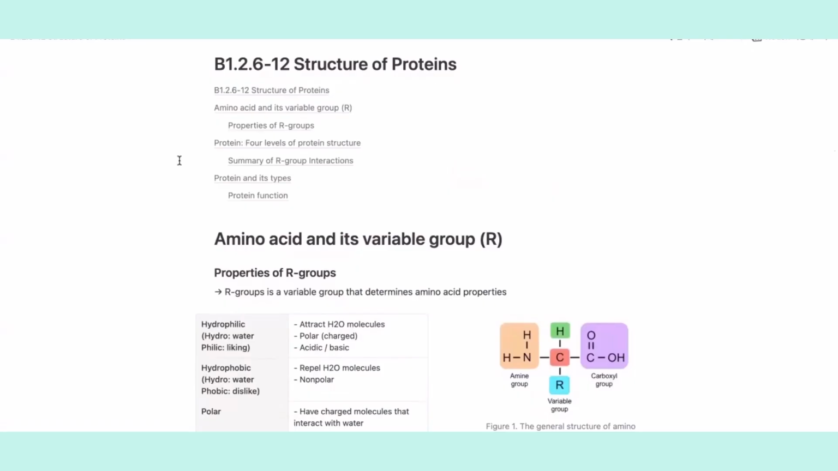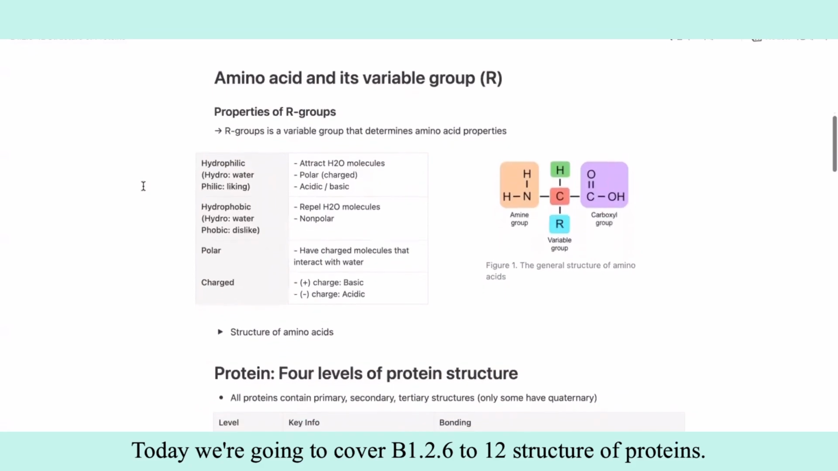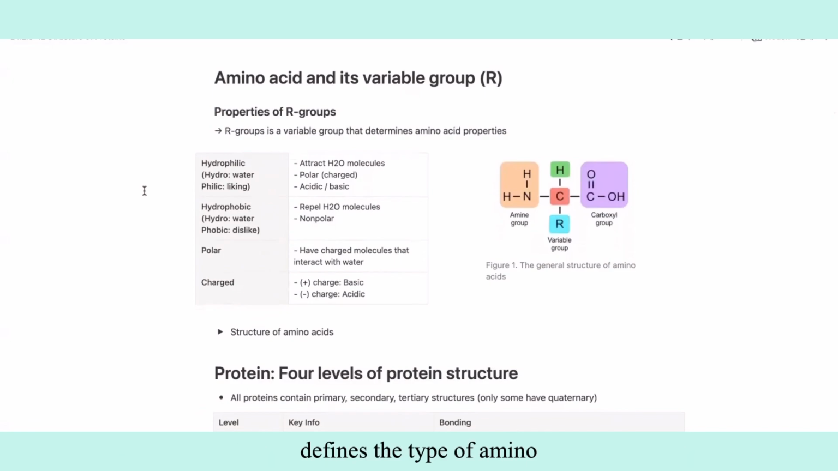B1.2.6-12 Structure of Proteins. Today we're going to cover B1.2.6 to 12 Structure of Proteins. As we mentioned in the previous unit, amino acids, the R group defines the type of amino acid.